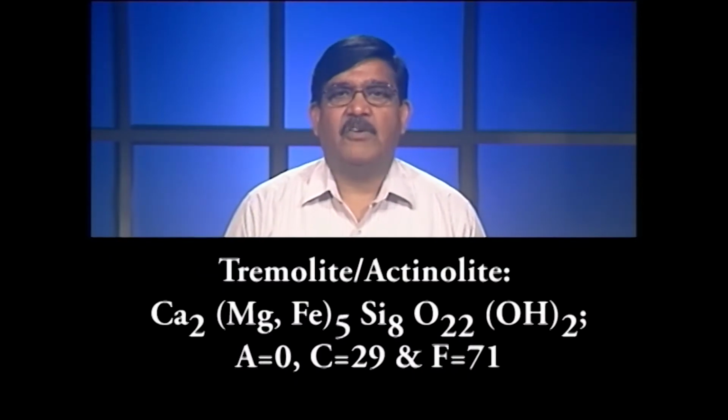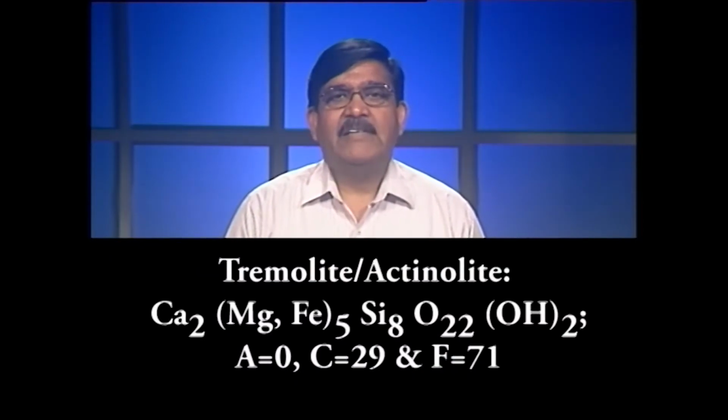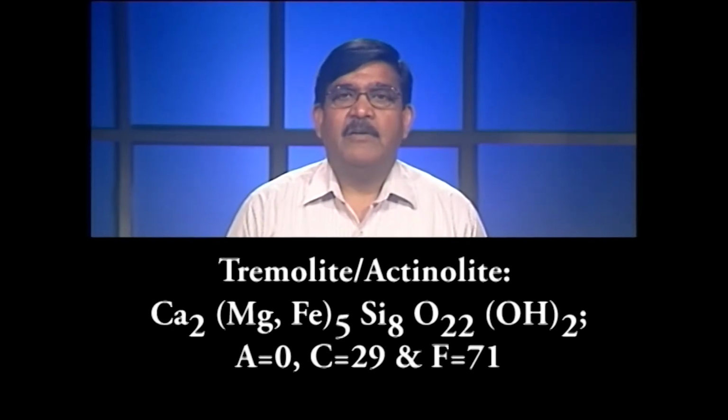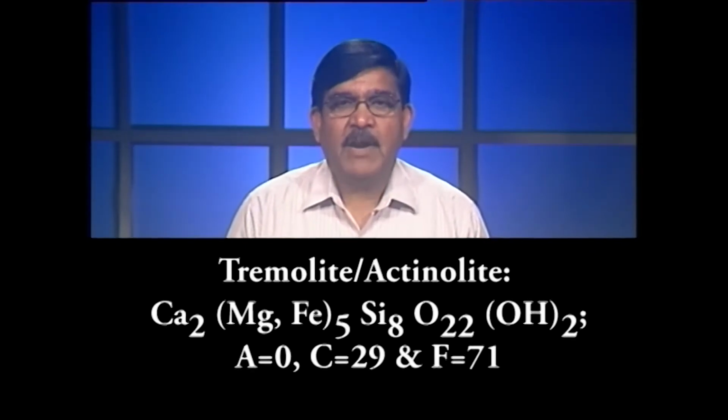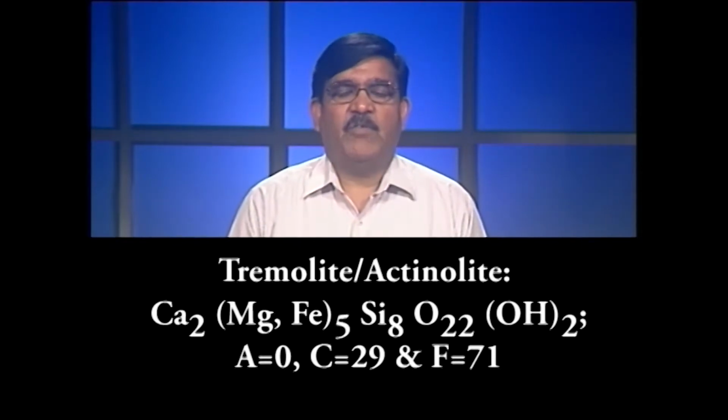Now, the next mineral is tremolite or actinolite. The formula is Ca2(Mg, Fe)5 Si8O22 (OH) twice. Here the value of A equal to 0, C equal to 29 and F equal to 71.